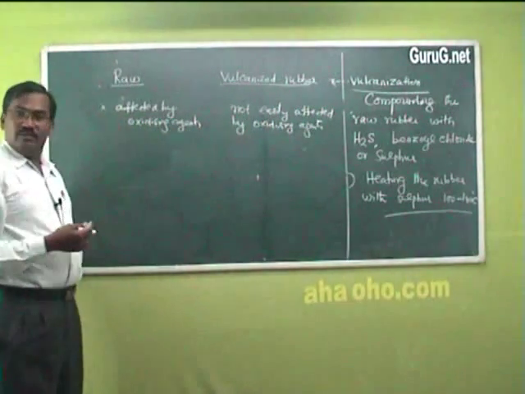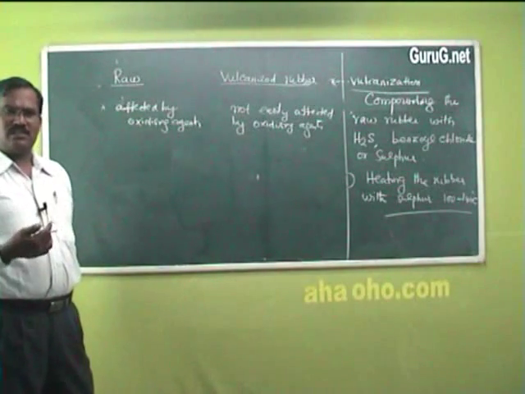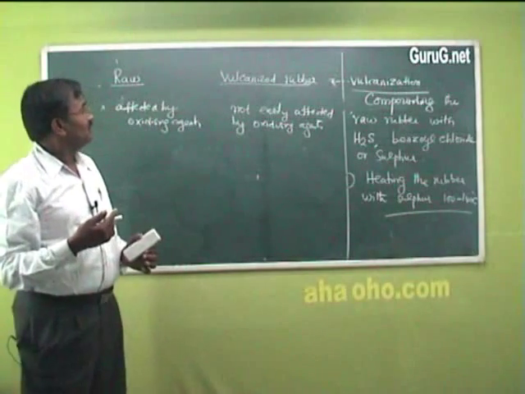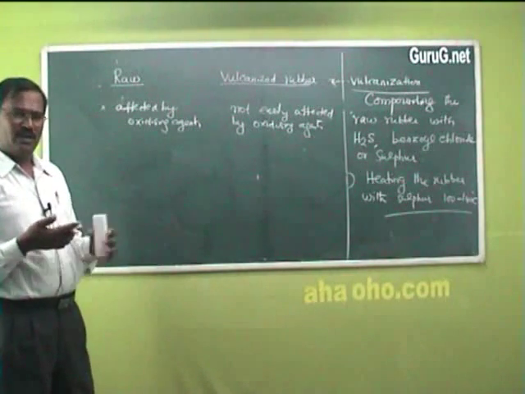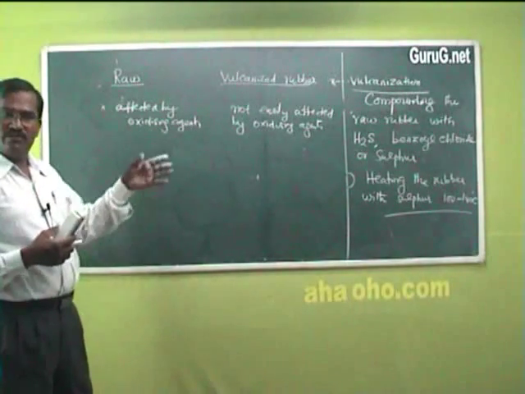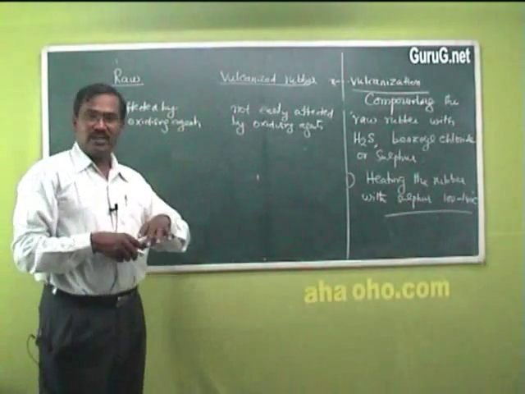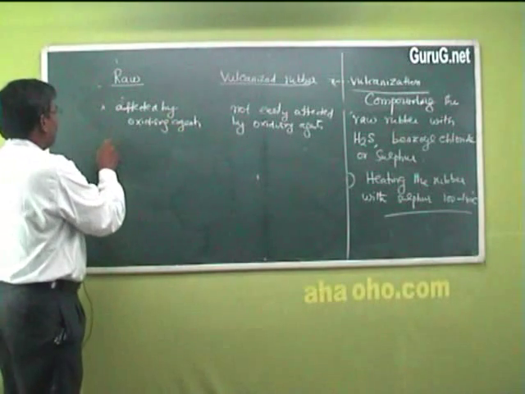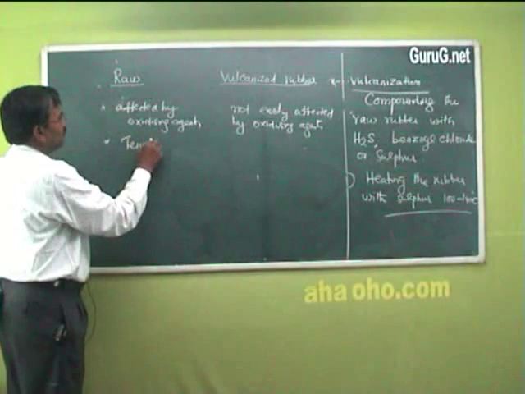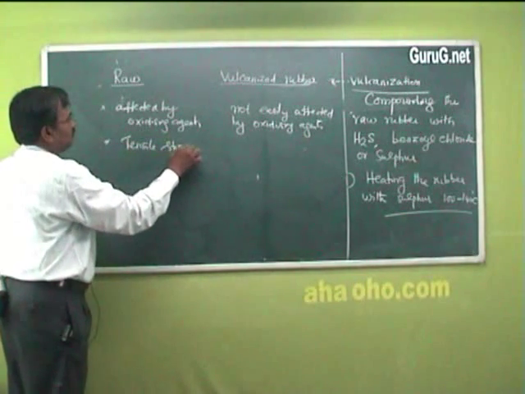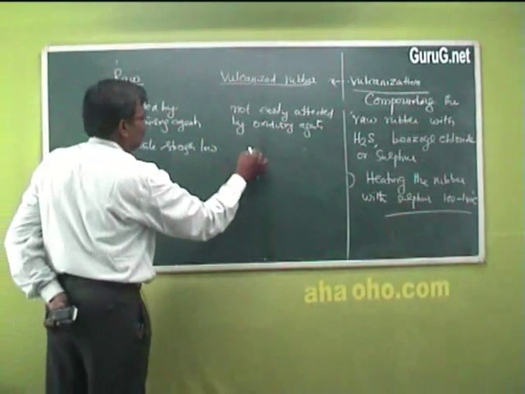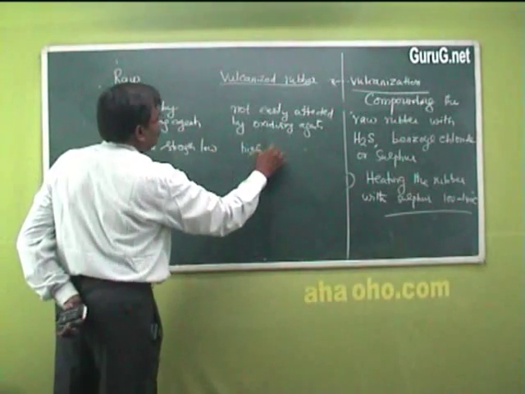So in raw rubber we had double bonds. Double bonds are susceptible to the attack of oxidizing agents, whereas in vulcanized rubber there is no double bond, or the double bonds are almost converted into single bonds with the help of sulfur, so it is not easily affected by oxidizing agents. And the second one is tensile strength. It is low in raw rubber, and here it is high tensile strength.